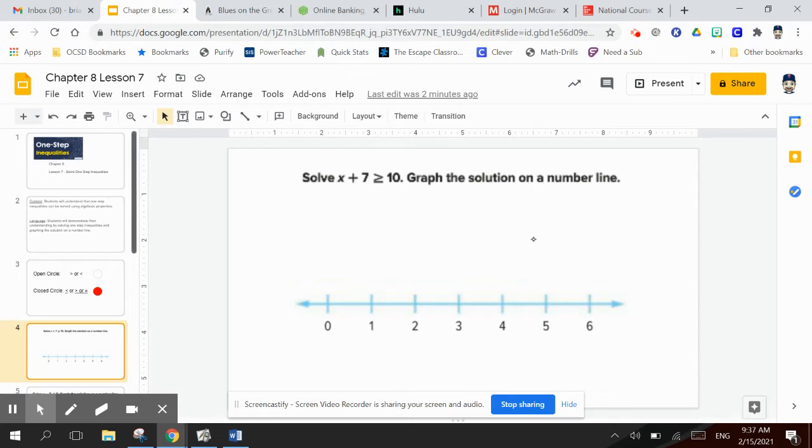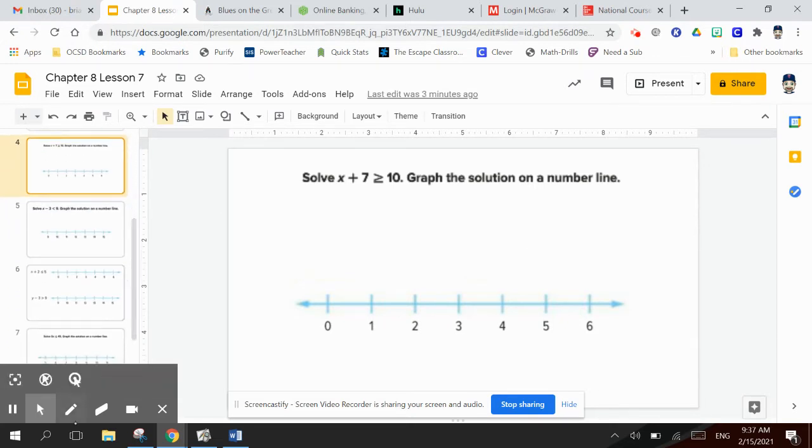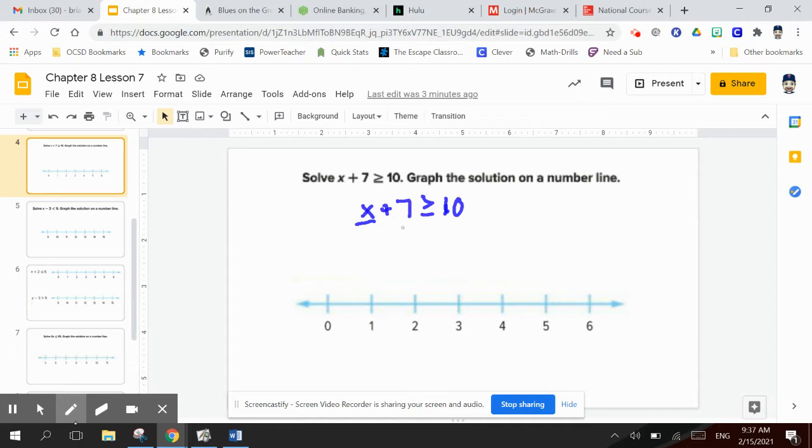So to solve a one-step inequality, we need to get our variable by itself. So we have x plus 7 is greater than or equal to 10. In this situation, I'm going to get my variable by itself. So I have add 7 on this side, so the opposite would be to subtract 7 from both sides of my inequality.